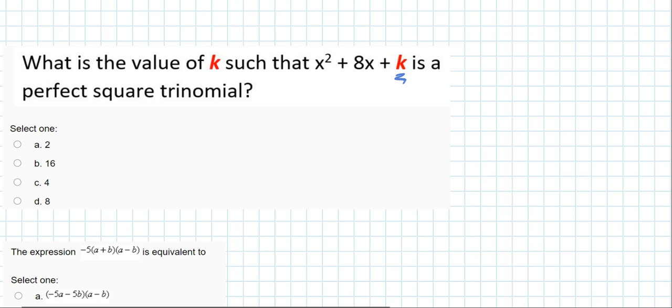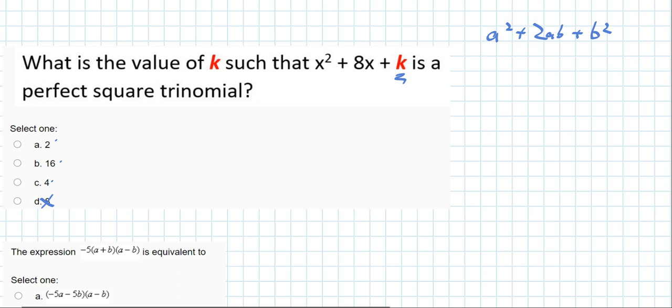So for a perfect square, we have to have that mold, a squared plus 2ab plus b squared. So we know k has to be a perfect square, which does narrow it down, because 8 isn't. So it narrows it down by 1. And we know that the middle term has to be double the factors, the a and the b.